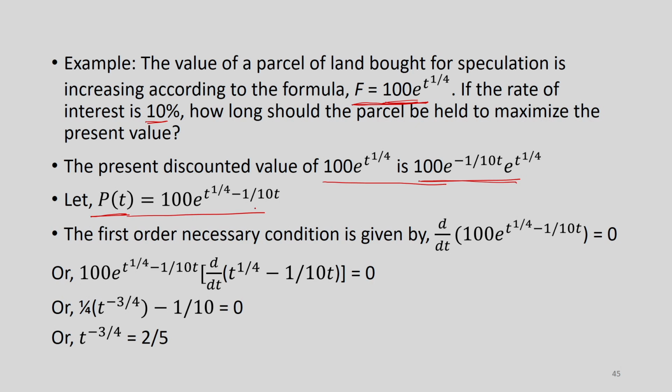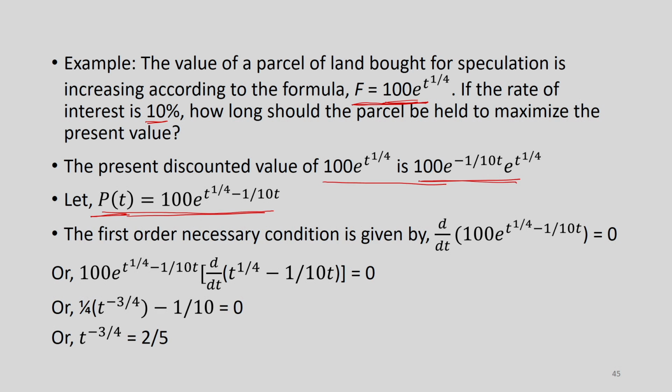So, the present discounted value of that piece of land, which is given by P t, is equal to 100 multiplied by e to the power t to the power 1/4 minus 1 divided by 10 multiplied by t. Now, what we have to do is find out that particular point of time at which the land will be monetized, that is, the land will be sold and the money will be obtained from selling the land.